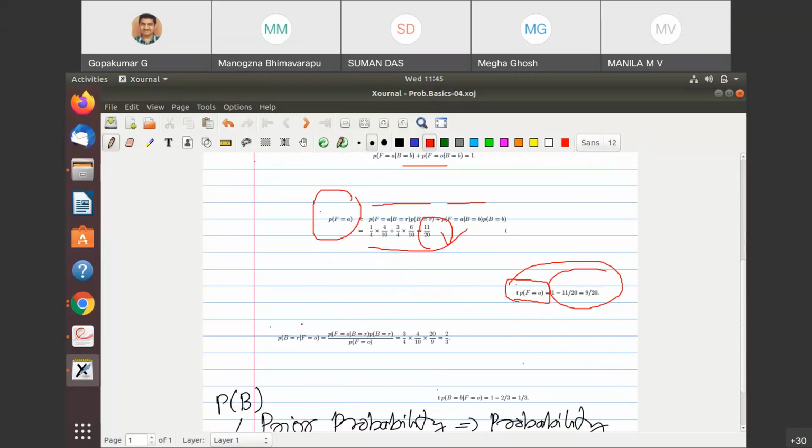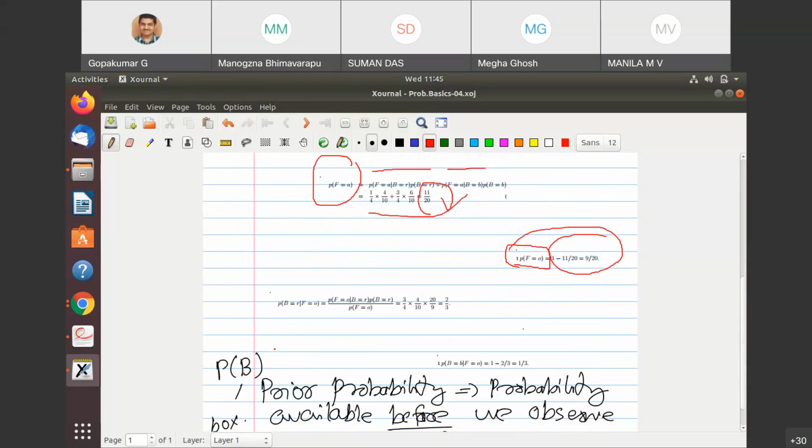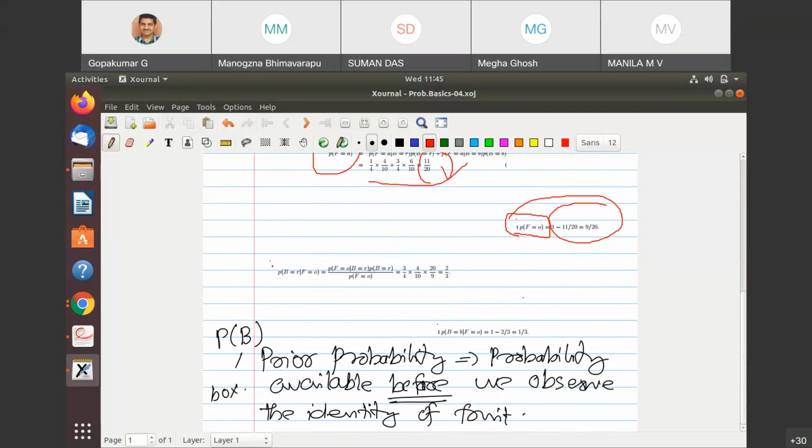And similarly, let us now go to the conditional probability. Assume that the fruit is selected as orange, but what is the probability that it actually came from the red box? In such a case, how do we represent the probability? The probability of B equals R given the fruit equals orange. So we can apply Bayes' theorem and we will get the probability value.